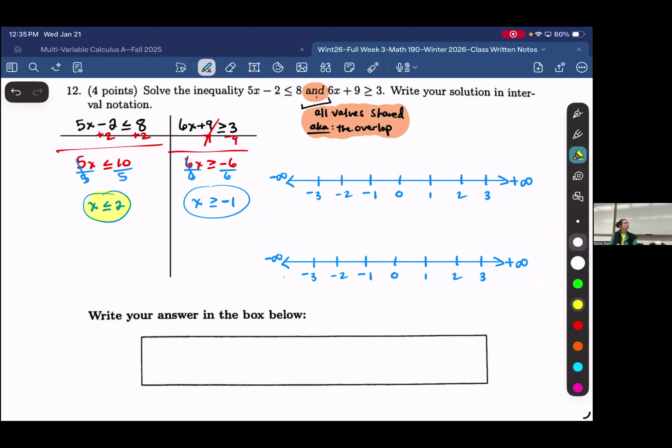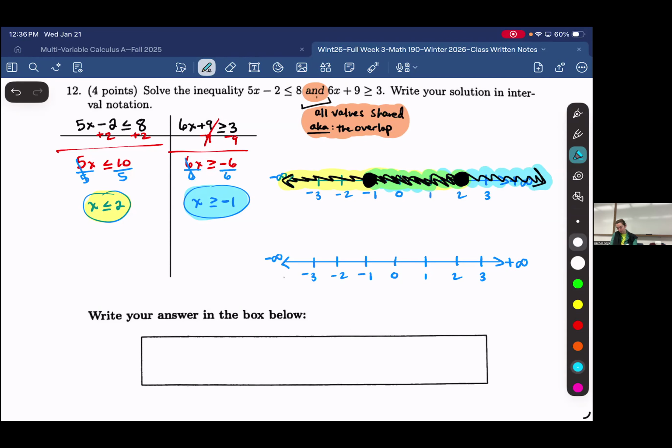Let's graph our yellow highlight. X is less than or equal to +2. So at 2, it's less than or equal to, so we're going to fill in that circle and we're going to shade all values less. So this is our yellow. And then our blue, we're going to look at -1. Fill in that circle, and we're looking at all values that are greater than or equal. So we're going to shade to the right. And that's going to be colored in blue.